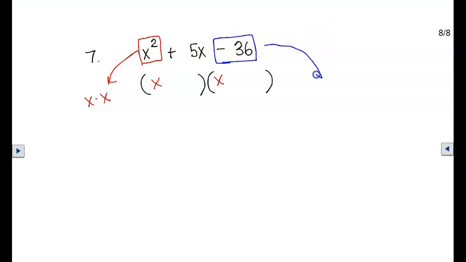Numbers that I can multiply to get 36 would be 1 times 36, 2 times 18, 3 times 12, 4 times 9, 6 times 6. Now, all of these combinations I have written down will give me a positive 36. If I want it to be negative, then I would need one number in each problem to be negative.